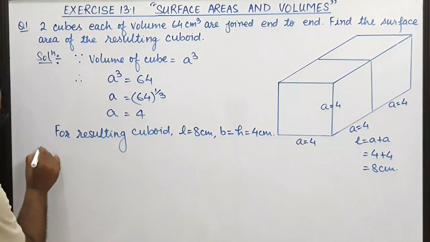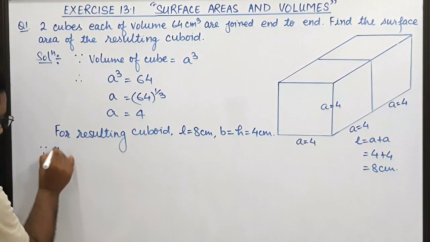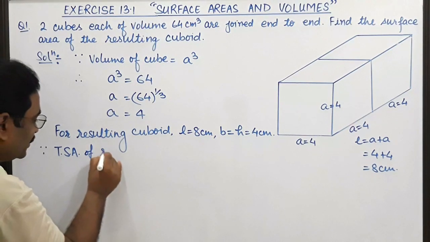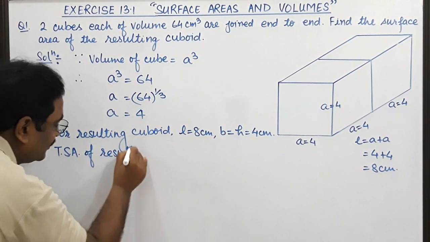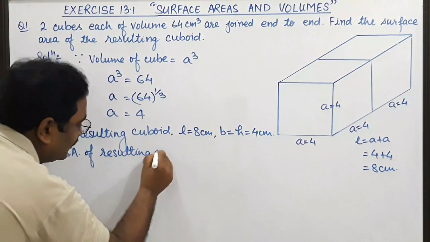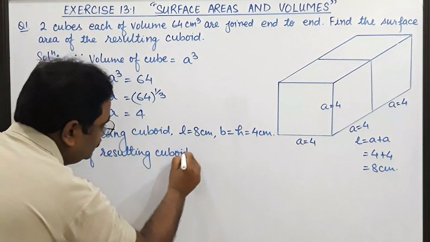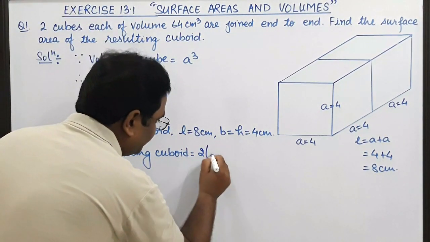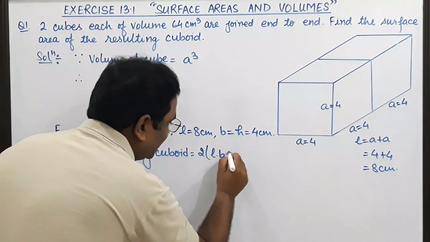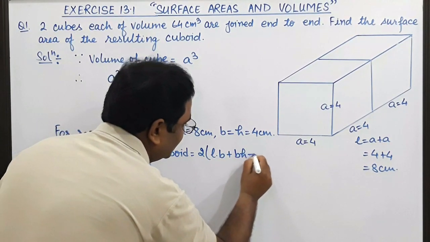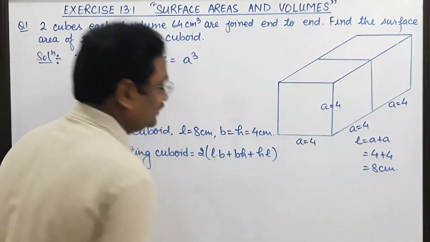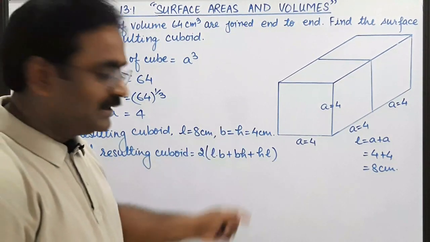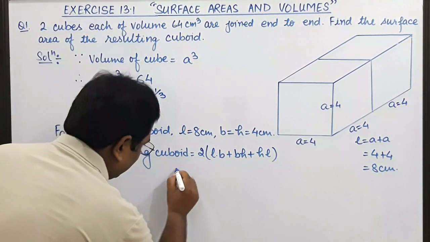As we know the formula, the total surface area of the resulting cuboid is equal to 2 multiplied by length into breadth plus breadth into height plus height into length. Now substitute these values of length, breadth and height in this formula. We will get our answer.